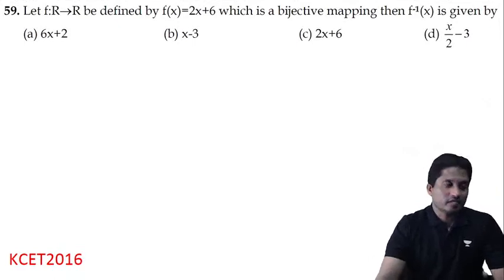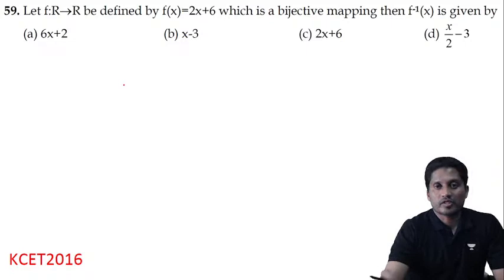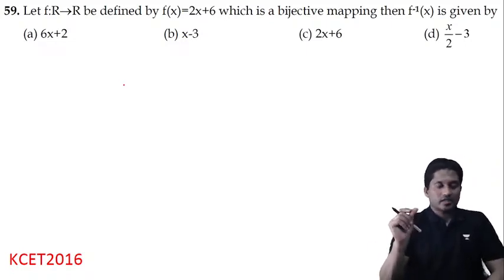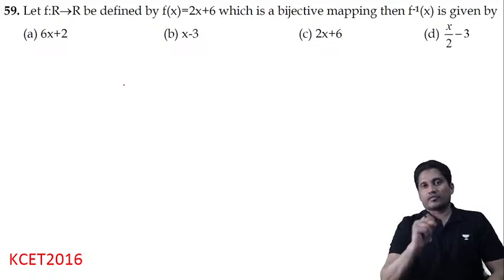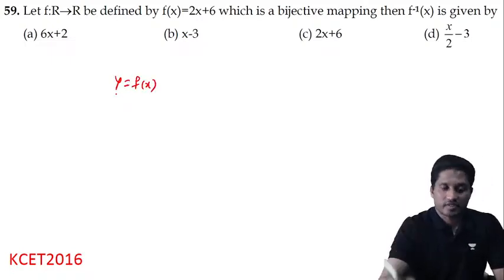If f is a function from R to R defined by f of x is equal to 2x plus 6, what is bijective? Then what is f inverse? The function inverse will exist only if it is both 1 to 1 and on to. So you take y a function of x. I'll simplify and write x a function of y. That itself is the inverse.